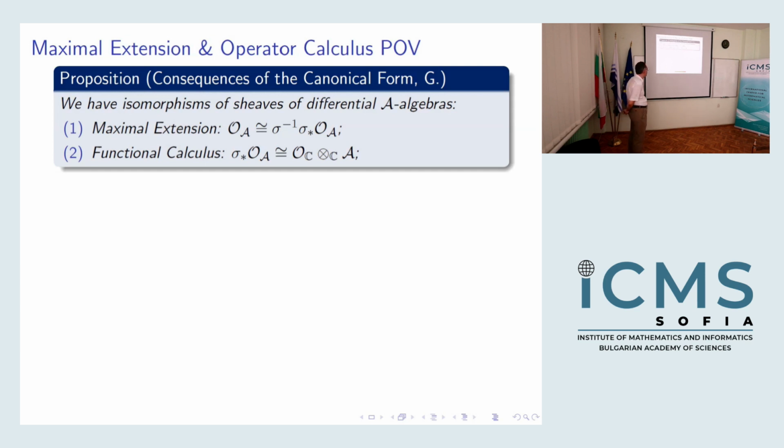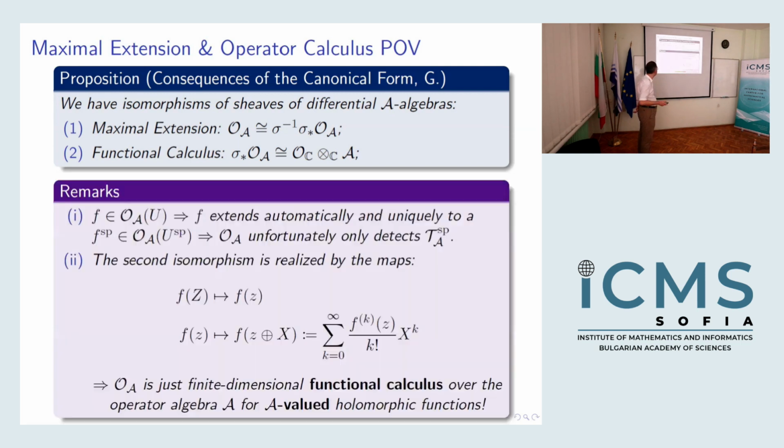So I'm going to give an interpretation for these isomorphisms. The first is another rare property you don't see very often, exactly this property, that the inverse image of the push-forward is isomorphic to the original. And there is also a second property, and you can combine them. So what's the interpretation of the first isomorphism? Basically, it means that if you have an ahomorphic function f, it extends automatically to the ahomorphic function on the cylindrical closure. And so, unfortunately, my sheaf of ahomorphic functions only detects this spectral topology, this cylindrical kind of topology. And the second isomorphism is realized by these maps.